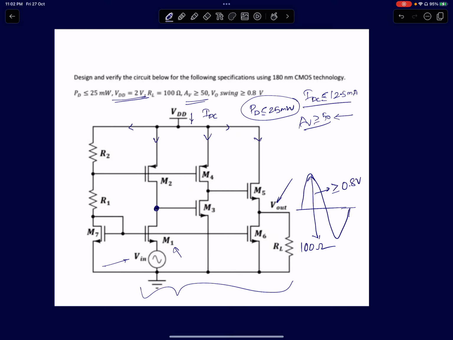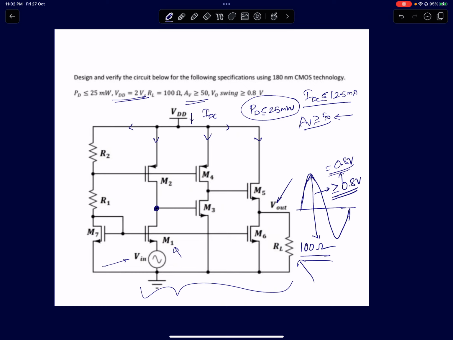Gain should be greater than 50, and the output swing. The output is assumed to be undergoing a swing, and the total peak to peak variation at the output should be greater than 0.8 volts. We'll design it for equal to 0.8 volts. And the load resistance, a resistive load at the output, is given to be 100 ohms.